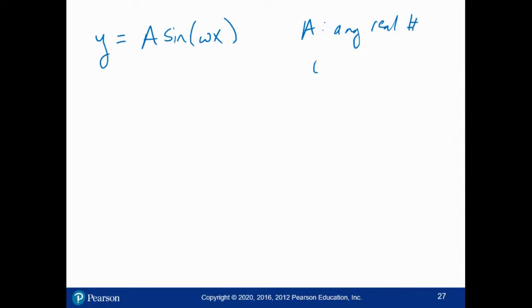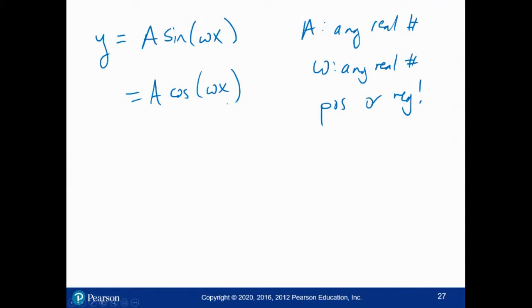Okay, but generally what you should be able to do is draw a graph of anything that looks like a sine of omega x, where a can be any real number and omega can be any real number, positive or negative. And you should also be able to do it for a cosine curve. Okay. The only thing that changes is a sine curve. If a is positive, looks like this. If a is negative, it looks like that.